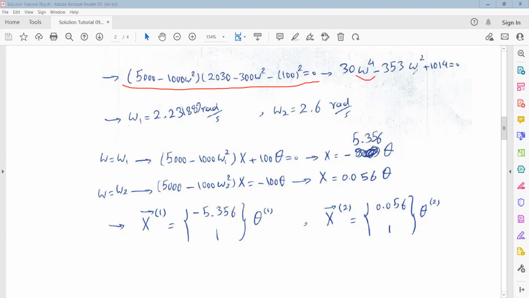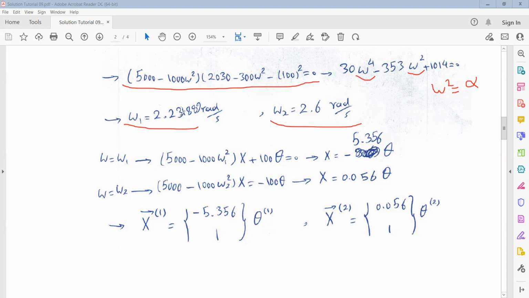As you can see here, we need to substitute omega squared is equal to alpha, and when you substitute omega squared is equal to alpha, we will have an algebraic equation of order 2. And when you solve this equation, you can easily obtain alpha 1 and alpha 2, which are the roots of the characteristic equation, and then omega 1, which is the square root of alpha 1, and omega 2, which is the square root of alpha 2. These are the natural frequencies for the system.